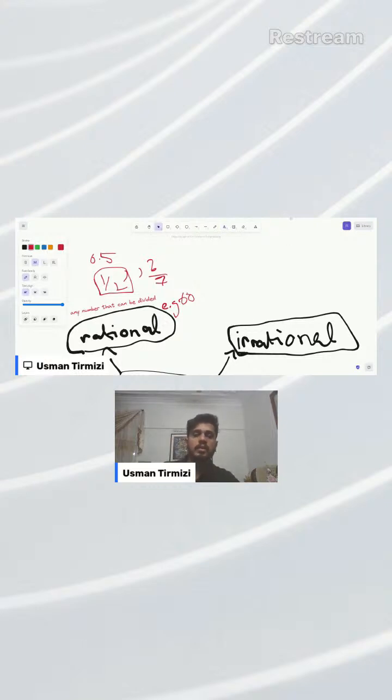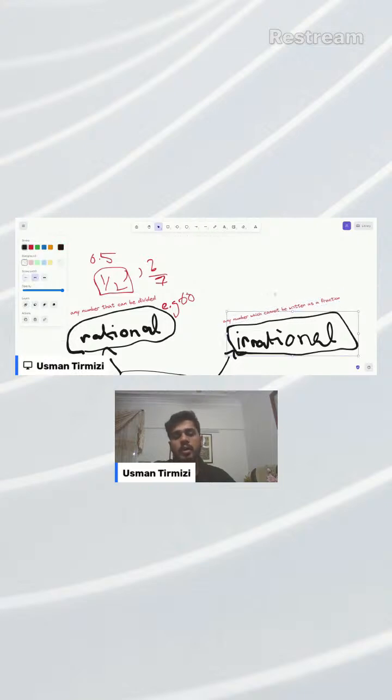What's an irrational number? An irrational number would be any number which cannot be divided, like it cannot be written as fractions, right? Any number which cannot be written as a fraction is an irrational number, right?